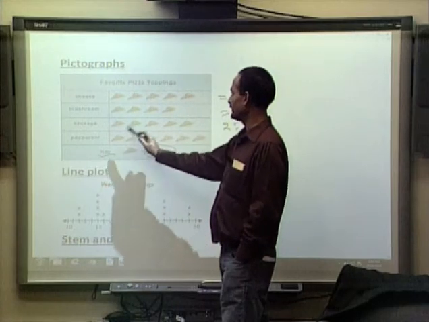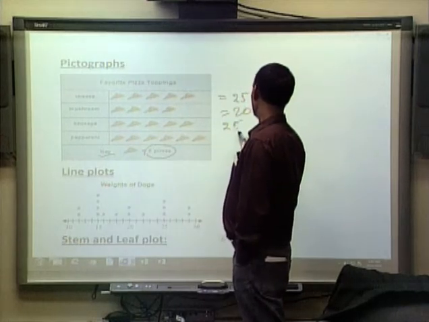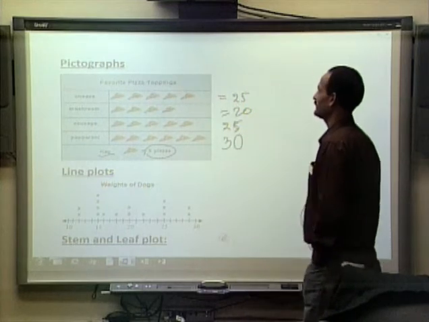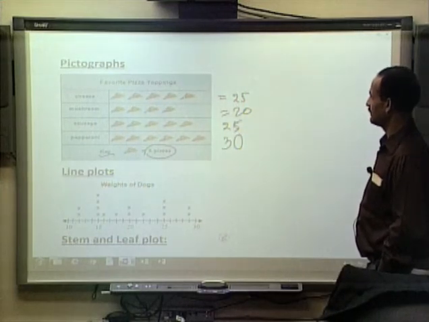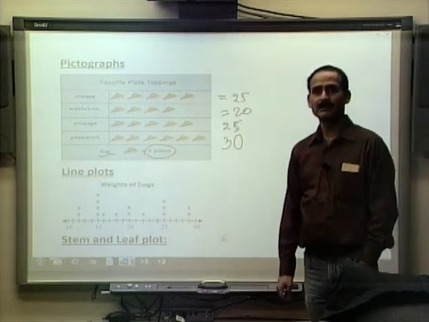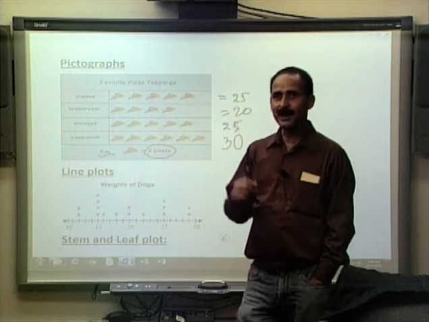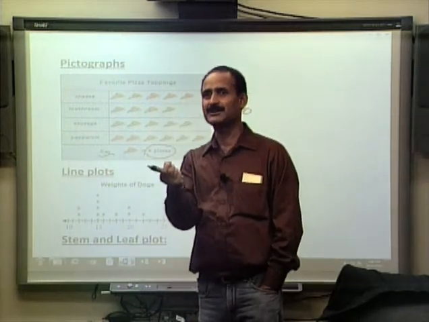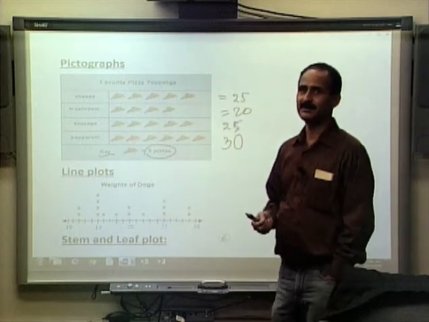and 1, 2, 3, 4, 5, 6, 30 of them like pepperoni pizza. That's pictograph. Pictograph is almost the bar graph, except we use pictures to represent the data.